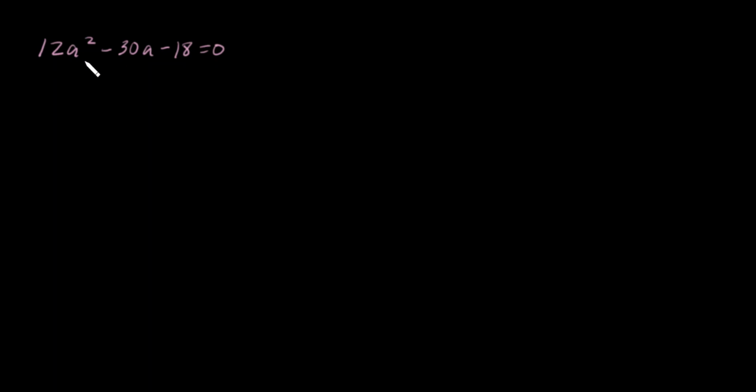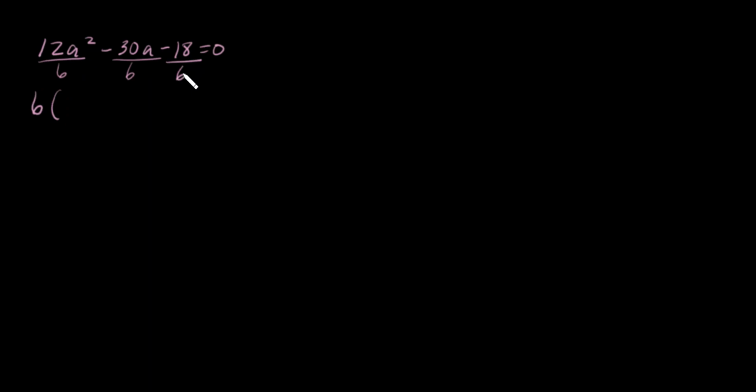So if you look at 12, 30, and 18, they're all divisible by 2, for sure. But then there's something higher than 2. How about 6? They're all divisible by 6, so I can take a 6 out. Divide this by 6. Divide this by 6.